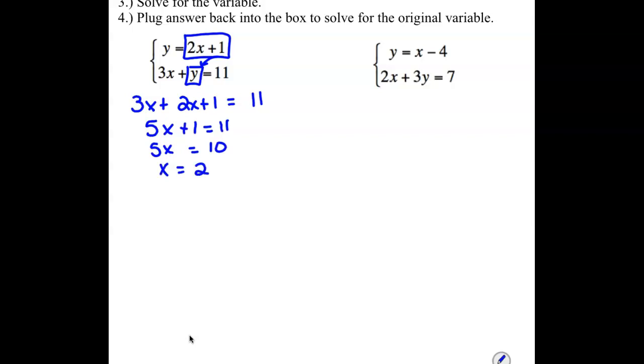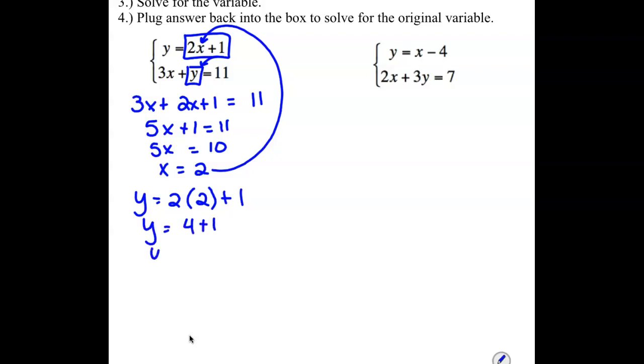Then to figure out our y value, we do another substitution. We're going to plug this back in to our first equation. So y equals 2 times what we've now found x to be, plus 1. So y equals 4 plus 1, or y equals 5. So our ordered pair, the point where these two lines would cross if we had graphed them, would be at the point (2, 5). Our x-coordinate was 2, our y-coordinate was 5.